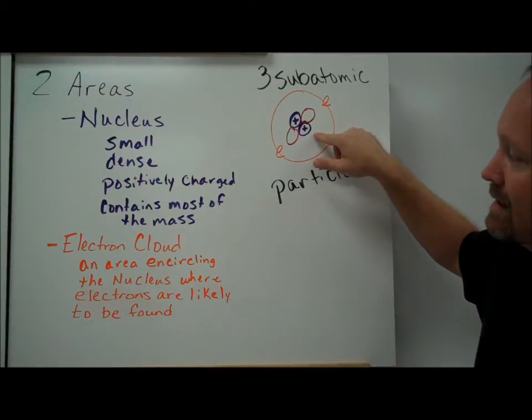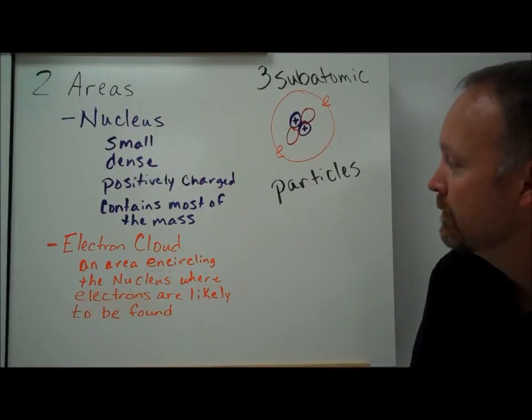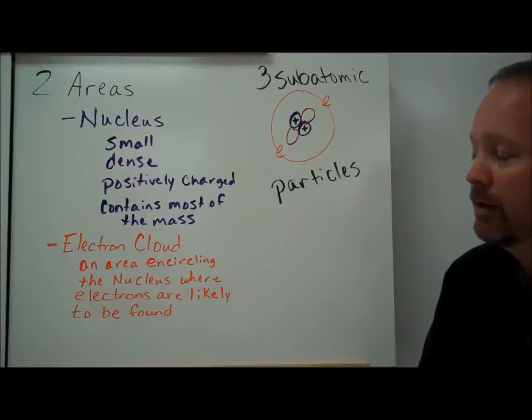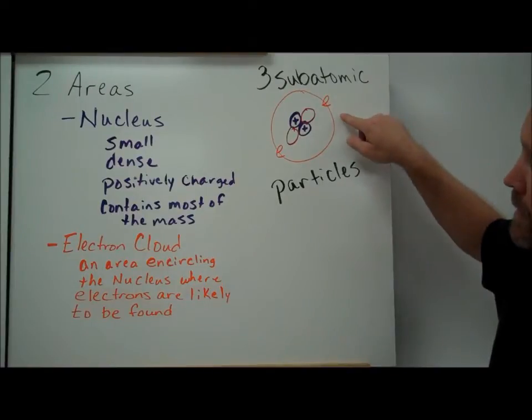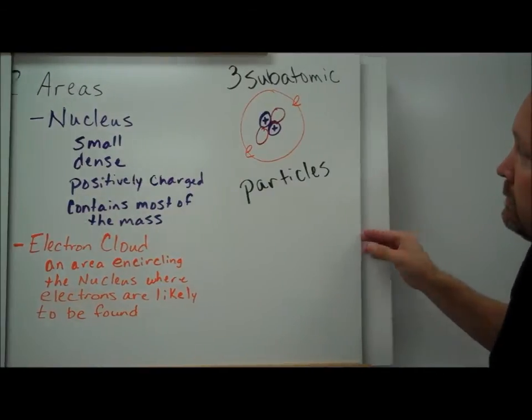This is a small, dense, positively charged part of the atom. It contains most of the mass. You also have an electron cloud, which is around the outside. That's the area encircling the nucleus where electrons are likely to be found.